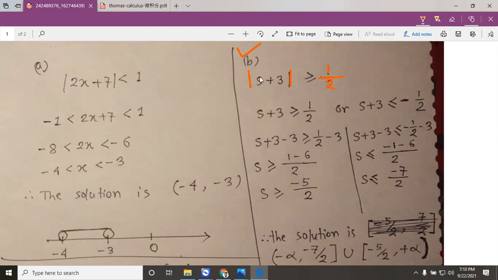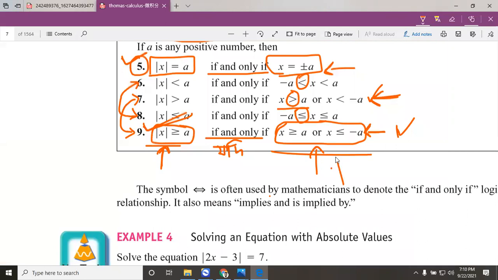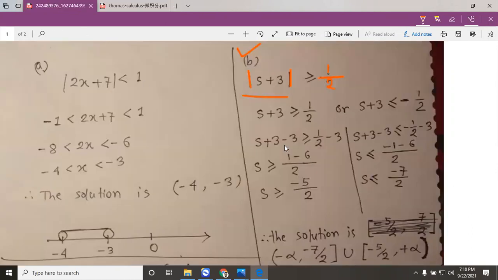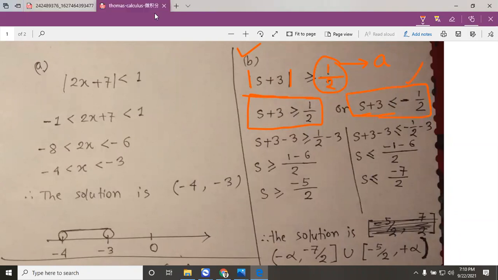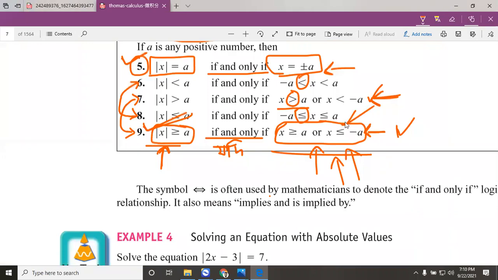Okay, let's continue. So we got the absolute value of s plus 3 is greater than or equal to half. So our rule is here. The value of x will be greater than or equal to a. So we write this way: the absolute value of s plus 3 will be greater than or equal to half, because a is half. Here a is half. Or the absolute value of s plus 3 will be less than or equal to minus half. Okay. So we are following this.